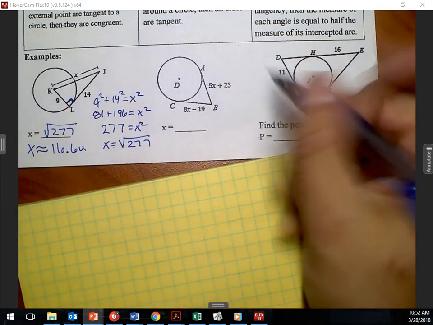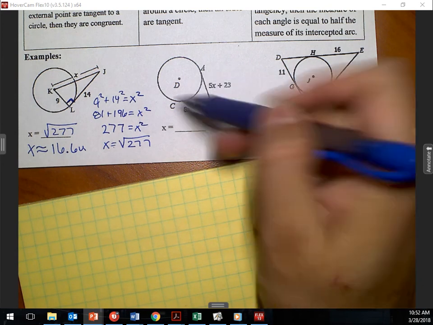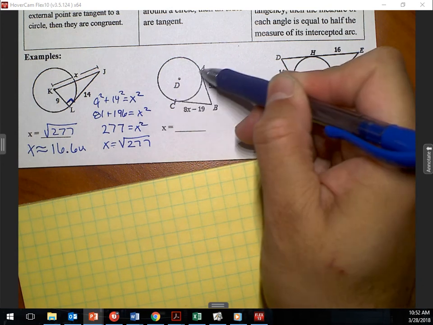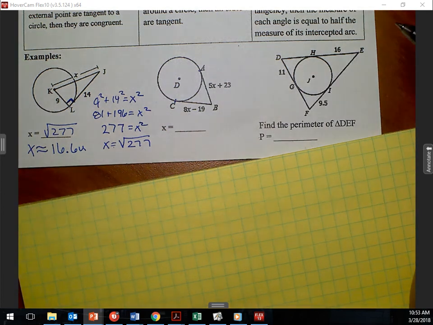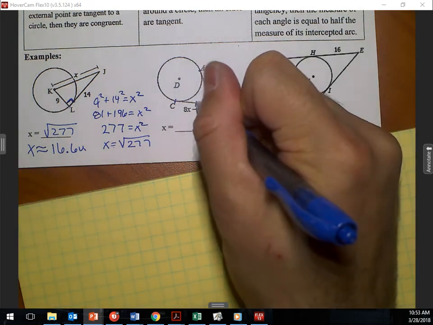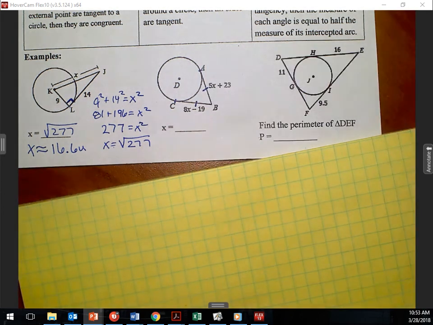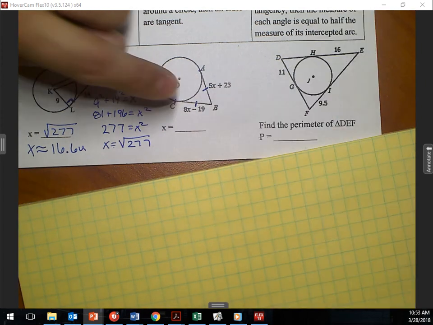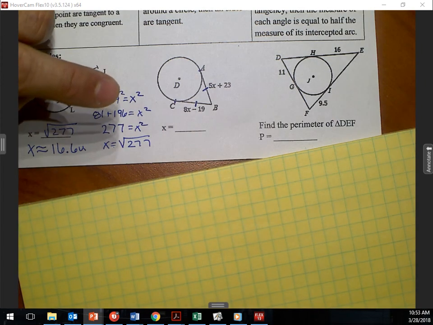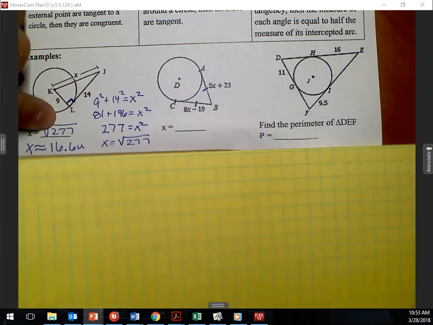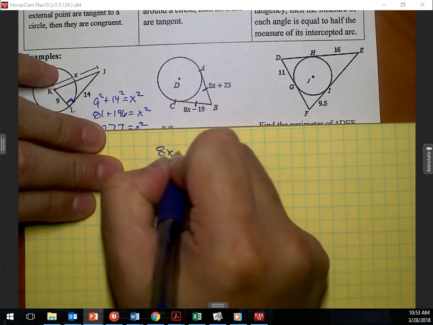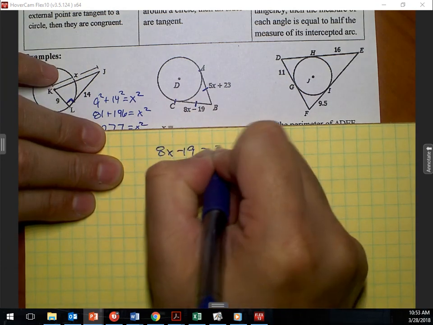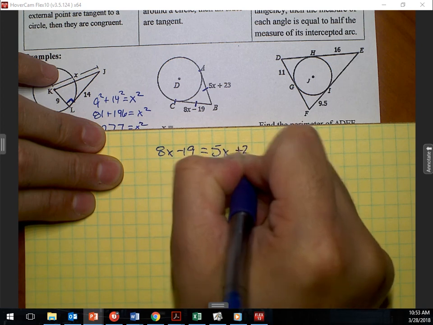Right here. These two have points of tangency right here and right here. So what do I know about these two legs right there? They are congruent. Very good. So I'm going to put a congruent mark right there and right there. So what do I know about those two values? They're going to equal each other. So I'm going to write that it's going to be 8x minus 19 equals 5x plus 23.